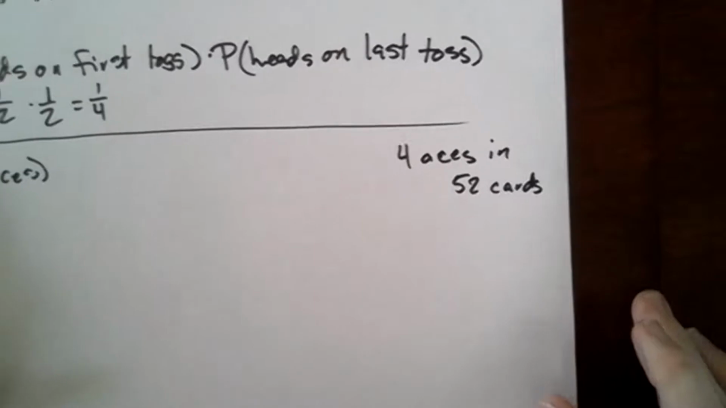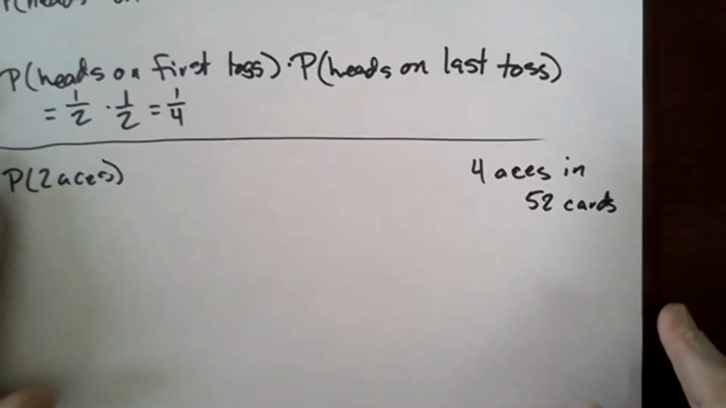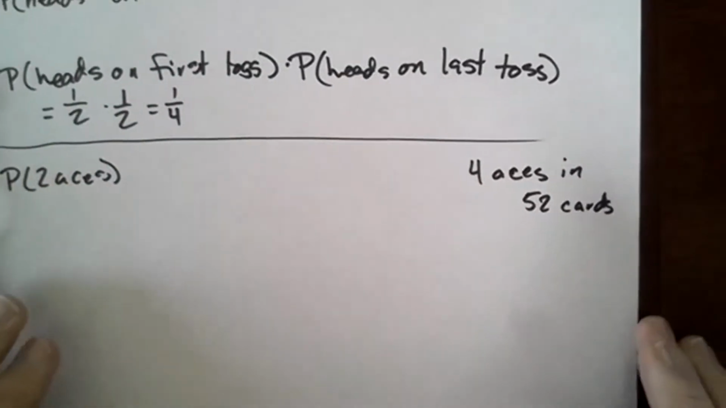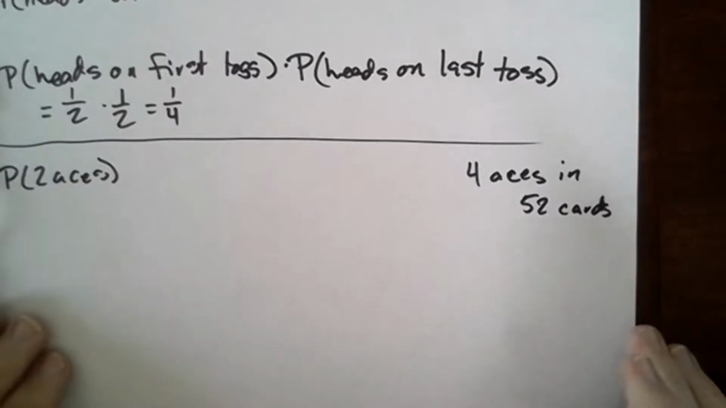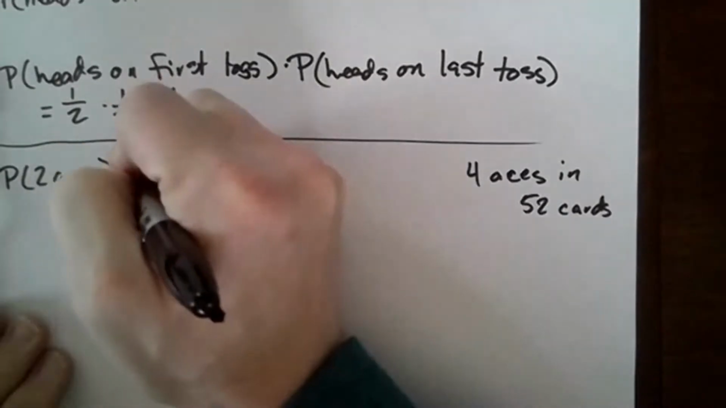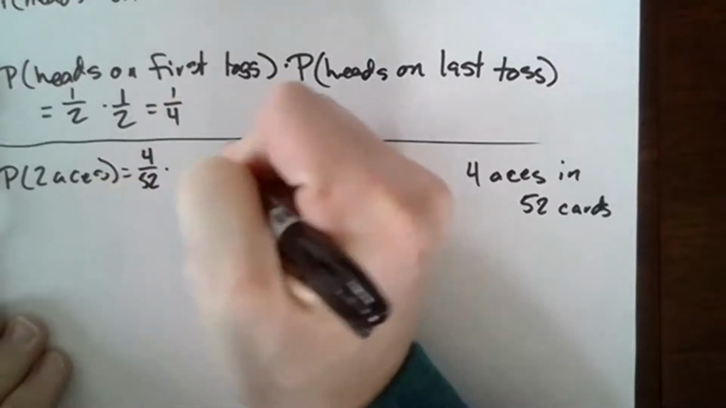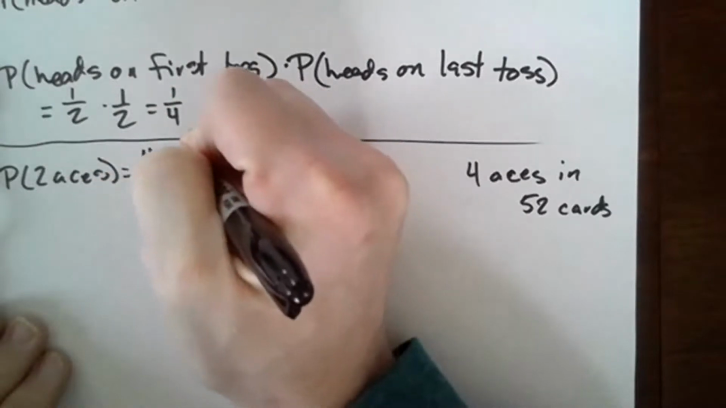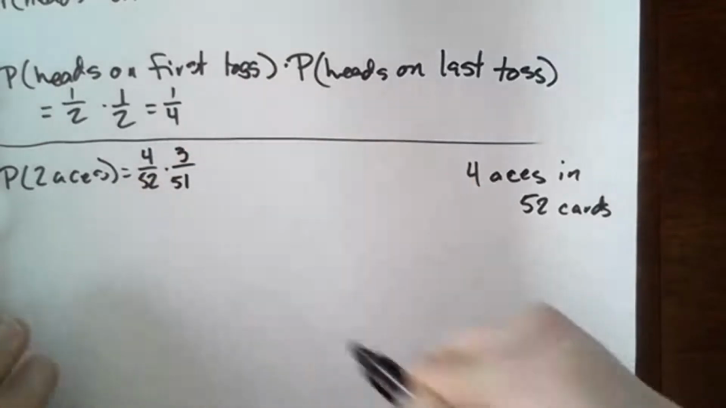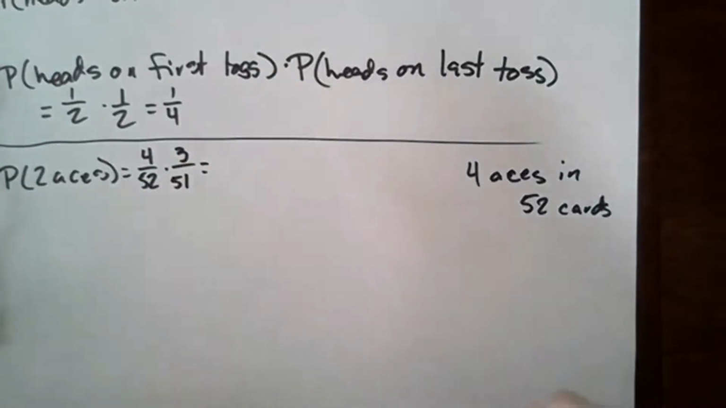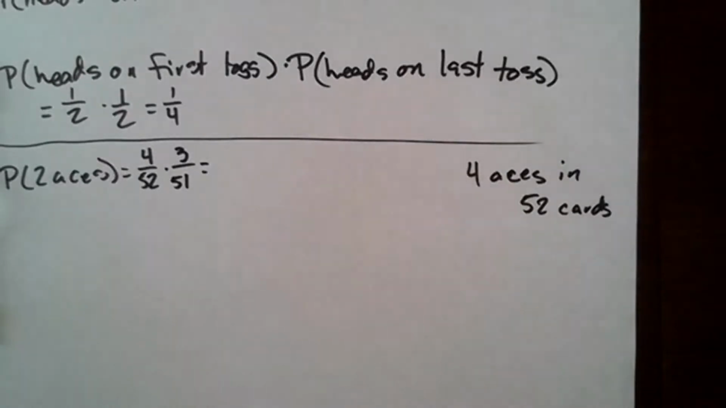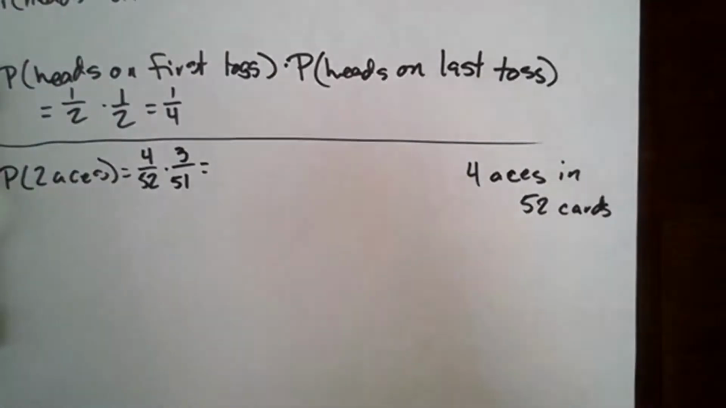It's just what I wrote over there. And we're looking for the probability that we draw 2 of those aces in 2 draws. Well, that's going to be 4 over 52 times 3 over 51. Now, that is some pretty lousy probability there, but we can easily calculate that.